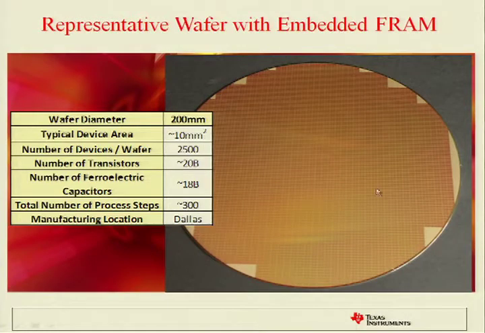This is an example wafer with embedded FRAM on it. So this is an 8-inch wafer, 200 millimeters, about 8 inch. A typical device is around 10 millimeters squared. There's about 2,500 devices on a wafer. So about 20 billion transistors, 18 billion capacitors. It takes about 300 manufacturing steps to create this. And this is manufactured right in Dallas. And as Mayor Parker pointed out, I guess it's the 3rd largest city. But the manufacturing is done in Texas.